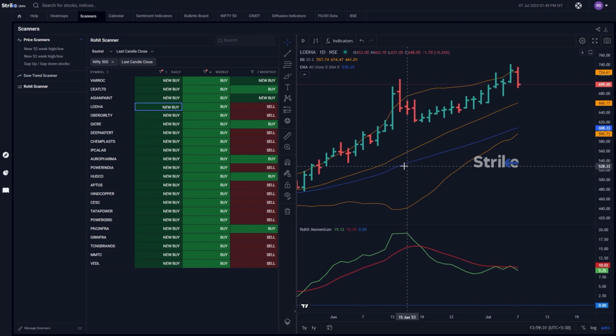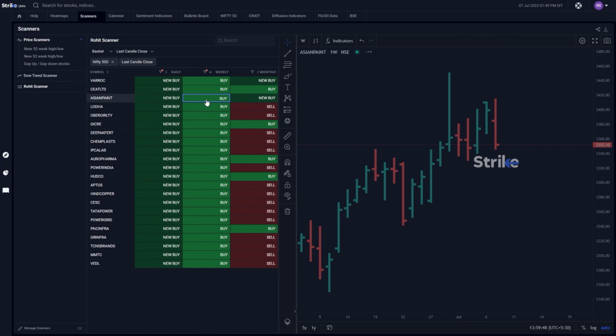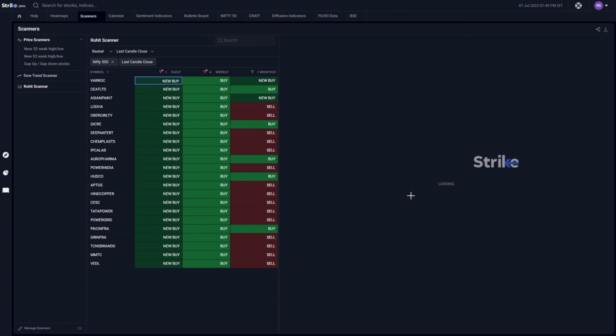And then within this you can choose which stock you like in terms of setup. You might want to do your own Elliott wave analysis, and you have all the options of doing that. But basically what the new buy means is that you're getting a new buy signal on the Rohit Momentum Indicator, or the RMI. Similarly, you get a new sell signal, so you may choose that, and then you get a buy and a sell. So a buy and a sell means that a buy or sell is already in force.